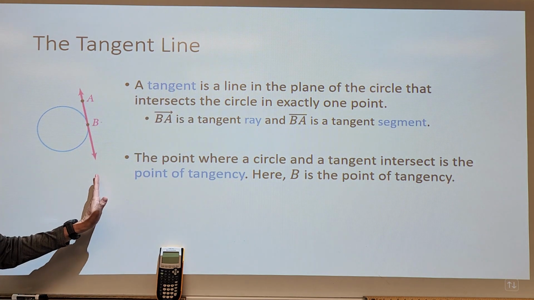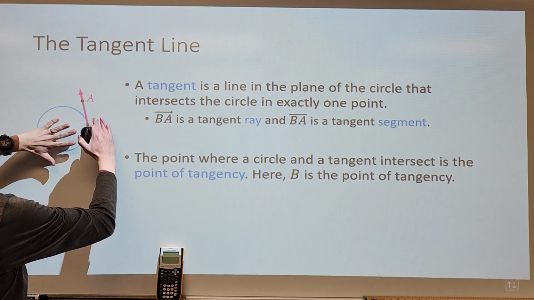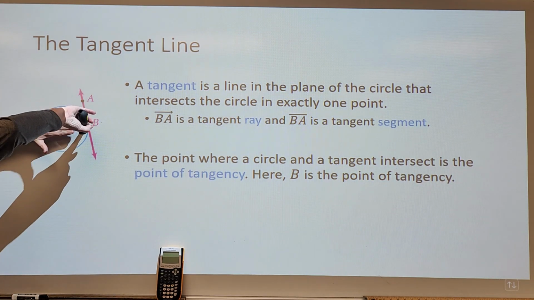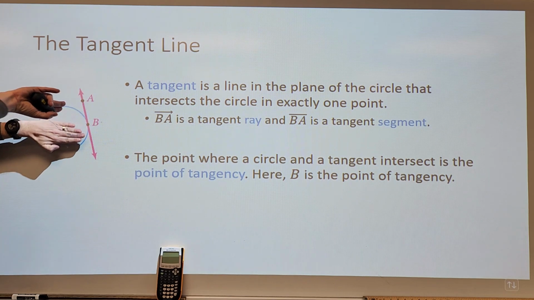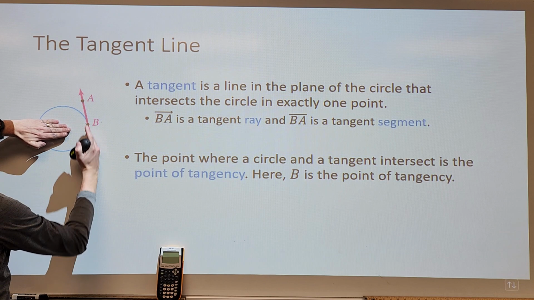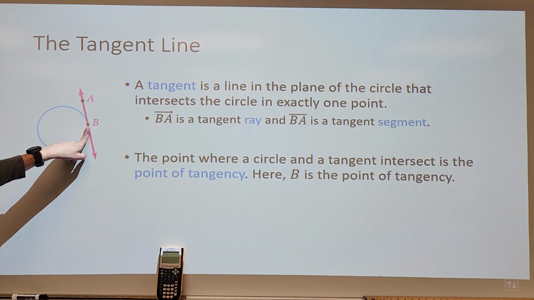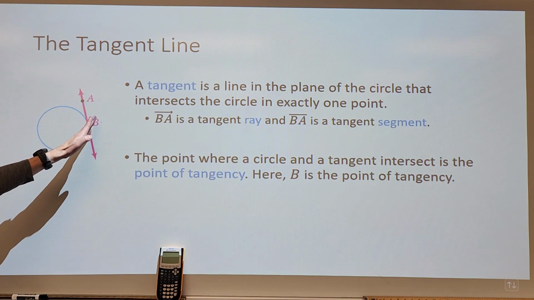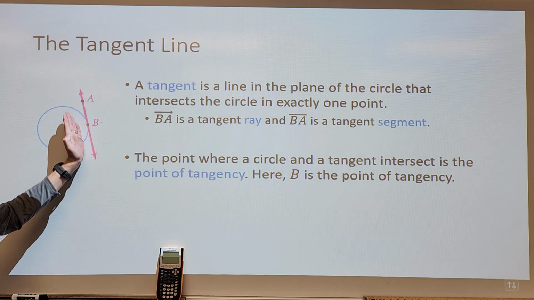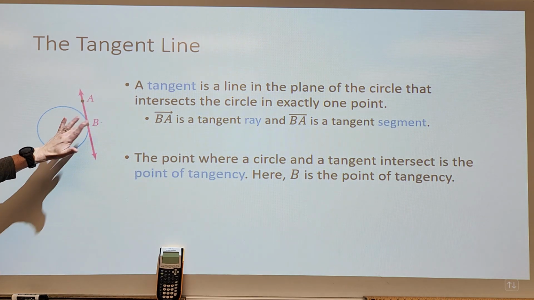A tangent basically is a line or a segment or a ray that is in the same plane of the circle. So it's not coming through from another angle, another part, another plane, and just barely touching the circle. It's in the same plane as the circle, and it touches the circle at exactly 1 point. So that means no, it's not passing through the circle like a chord would, rather it's just barely touching. So exactly and only 1 point.